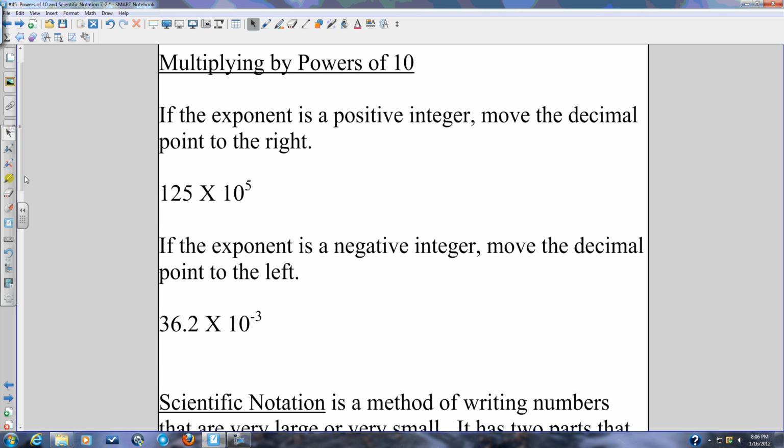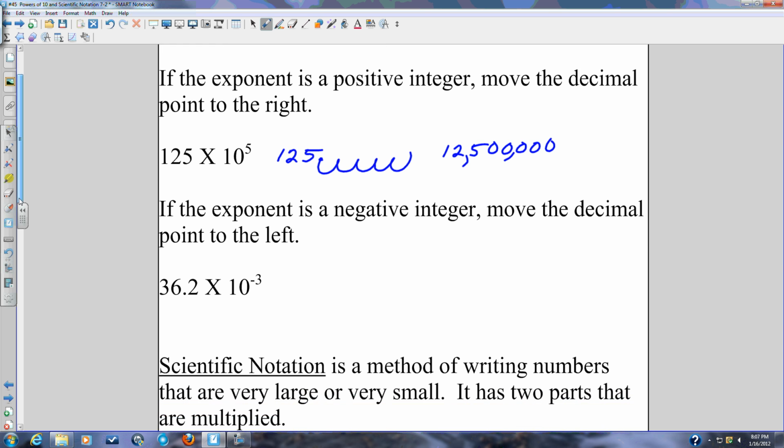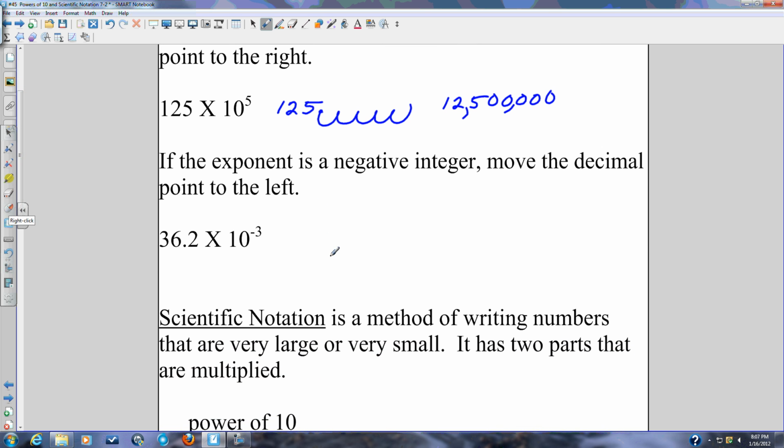Okay? So moving on in summation to what we've just done, multiplying by powers of 10, if the exponent is a positive integer, move the decimal point to the right, as in 125 times 10 to the 5th. The 125 has the decimal point on the end, move it 5 places to the right. So you're going to have 125 followed by 5 zeros for 12,500,000.